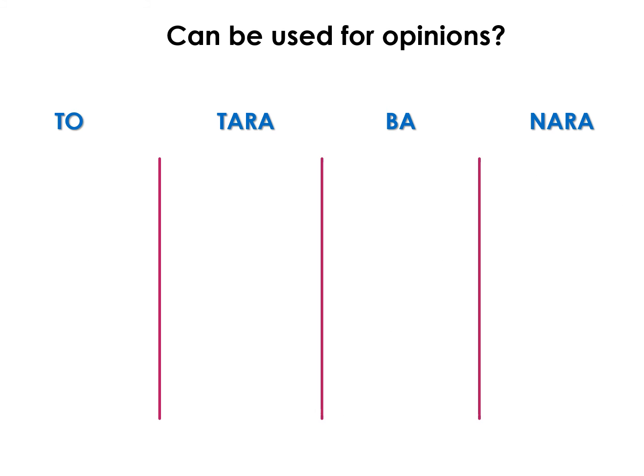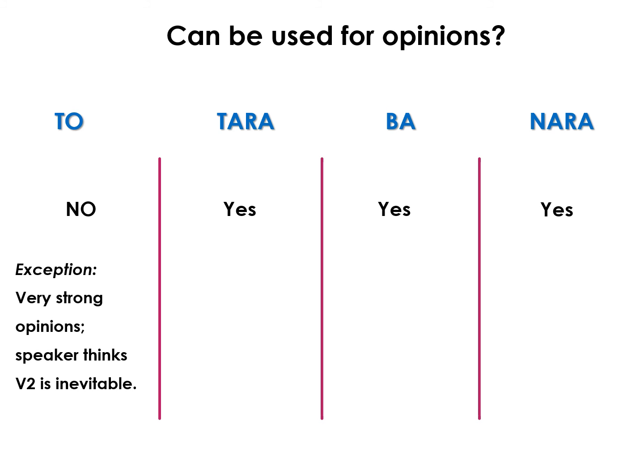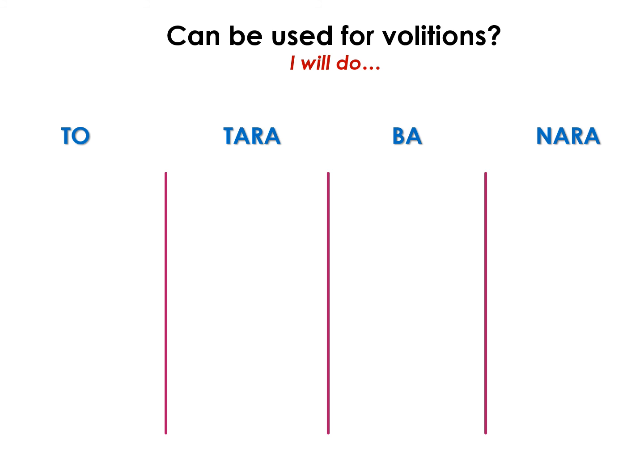So which conditionals can be used for expressing opinions? All of them except to. But speakers sometimes use to to express very, very strong opinions when the speaker thinks that V2 or the main clause is inevitable. Which can be used to express volitions? Again, all of them except to. For requests, all of them except to.